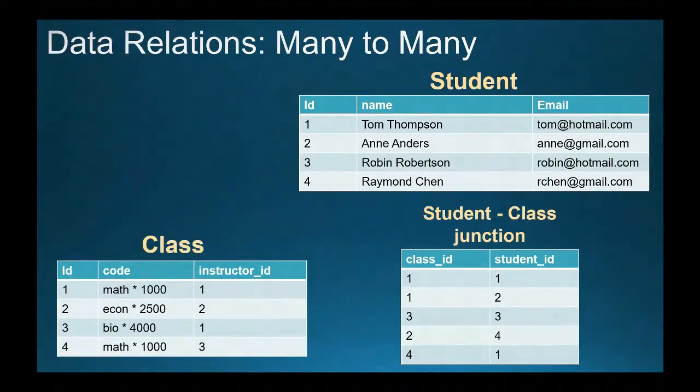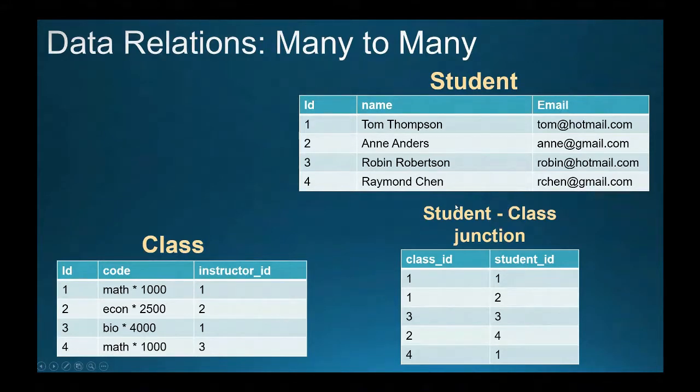The best way to represent this in a MySQL database or in a SQL database is by a third table. So instead of trying to figure out which way or where the data should be, the unique data is class. Class has its unique data. It's got a course code. It's got an instructor ID, which is an external table, and an ID of its own. And students have unique data, their name, their email, and their ID.